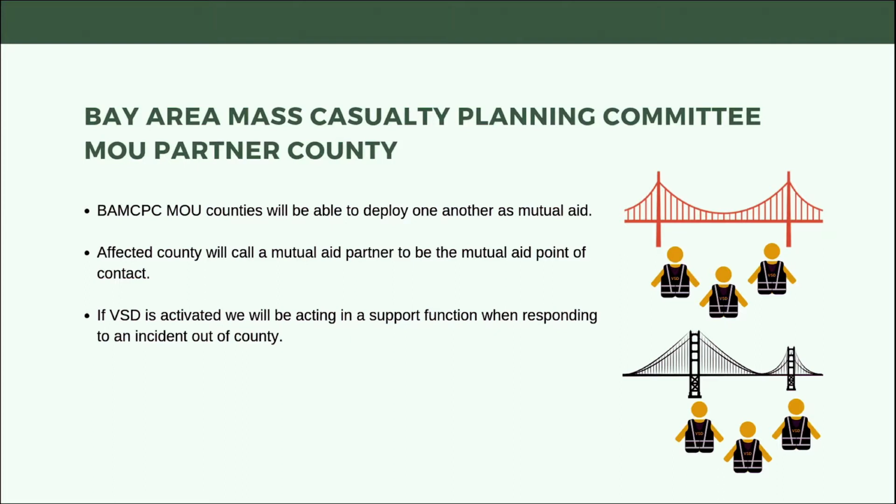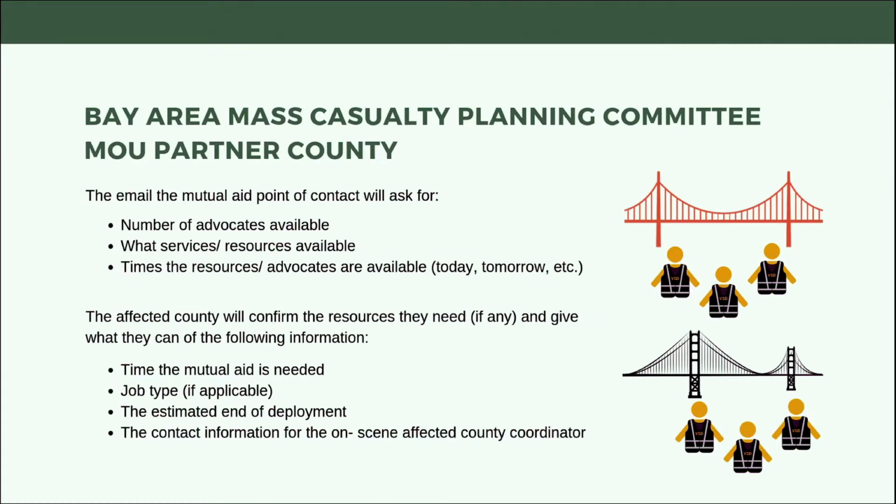If our office is activated, we will be acting in a support function when responding to an incident out of county. This means that we will be given our job duties and responsibilities from the affected county. In the email from the mutual aid point of contact, they will ask for the number of advocates you have available to deploy, what services and resources your team is able to provide, and the times that the resources and advocates are available. For example, are they available today, tomorrow, or any time in the future?